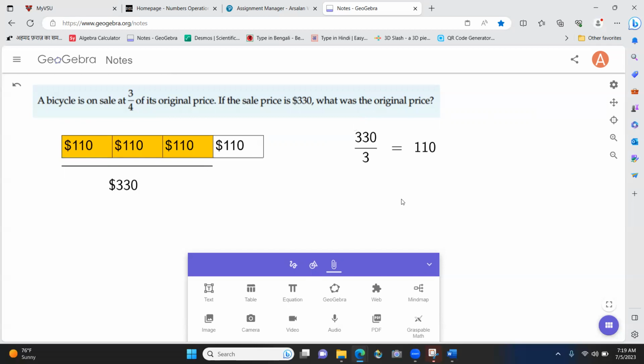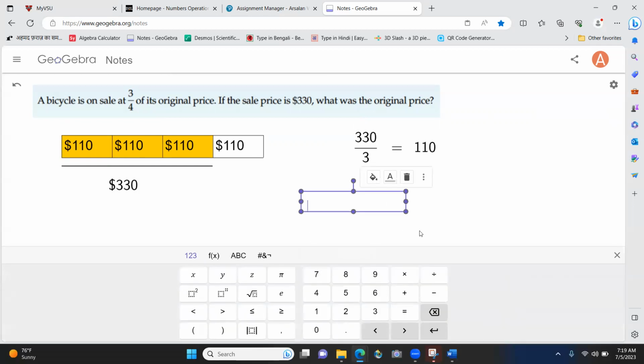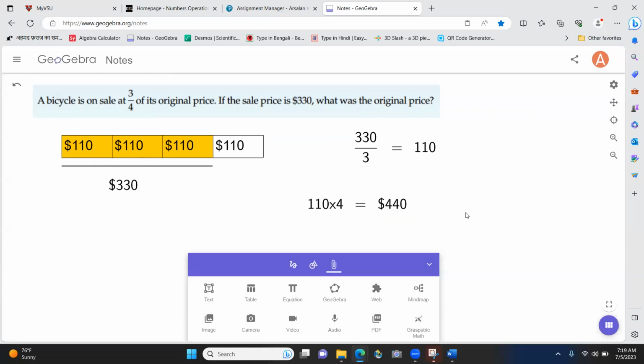Well, what do they want us to find? They want us to find the original price. So the original price was the whole rectangle with 4 parts. Each part was 110. You take 110 multiplied by 4. And that's your answer. Not that bad. Okay. A picture is worth 1,000 words, and it works for fractions.